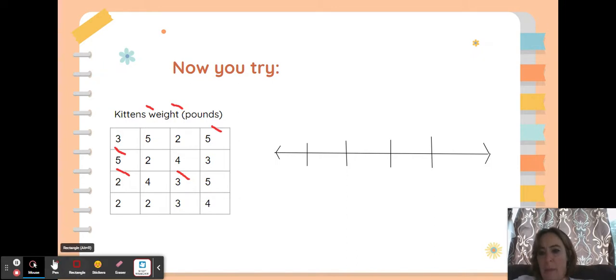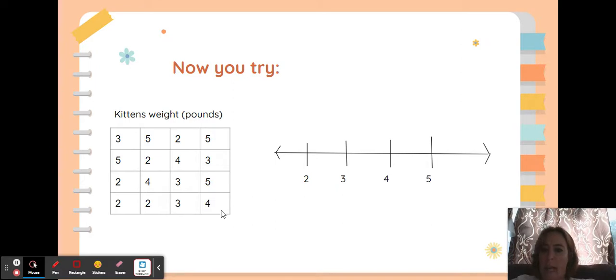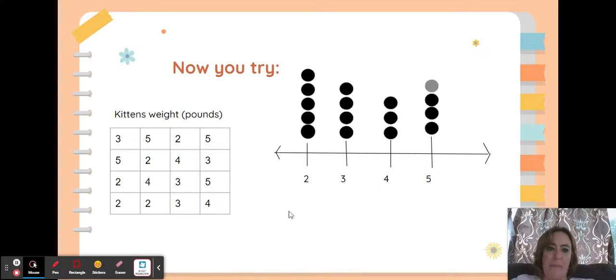Oh, let me clear this screen. Okay, now you're going to try. We're going to find the smallest value, which is the 2, and we're going to put it there. Counting how many 2s? Well, 1, 2, 3, 4, 5. So we're going to put 5 dots there. And we're going to look at 3. 1, 2, 3, 4. And then we're going to look at 4. 1, 2, 3. And then 5. 1, 2, 3, 4. And there's our dot plots.